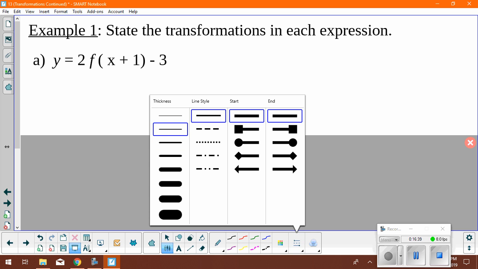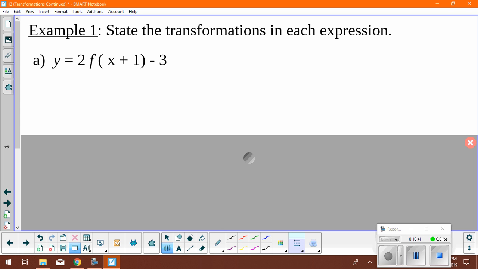Okay, so our first function is y equals 2 f of x plus 1 minus 3. As we go from left to right, this is our a value. So that would be a vertical stretch by a factor of 2.